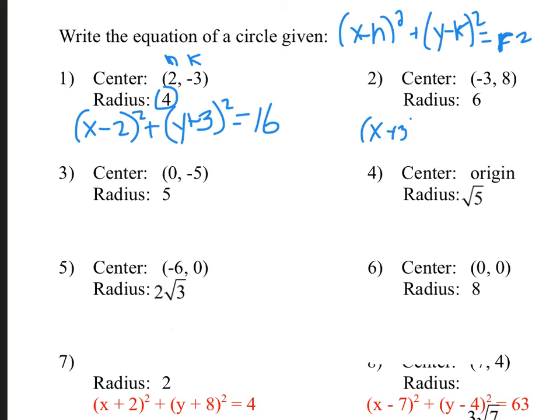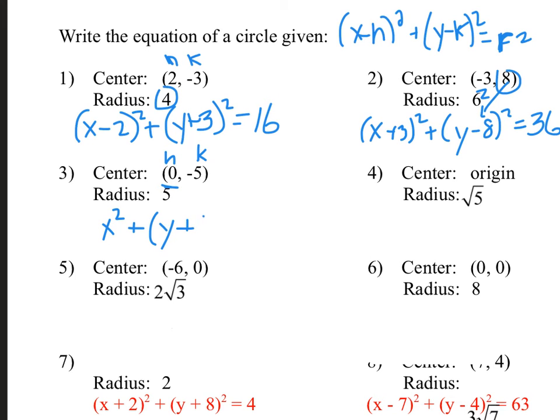So (x plus 3) squared plus (y minus 8) squared. Remember, we're changing these signs. The sign gets changed. And then 6 squared is 36. Same. Here we go. So with this one, it's x minus 0 squared. We wouldn't write the 0. So you have to remember from the last thing that we just did that if we're adding 0, it's just x squared. And then remember, this is h, this is k. So then it would be y plus 5. Remember, change the sign. Equals 5 squared, which is 25.